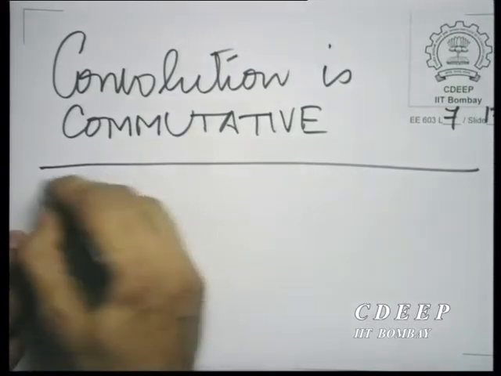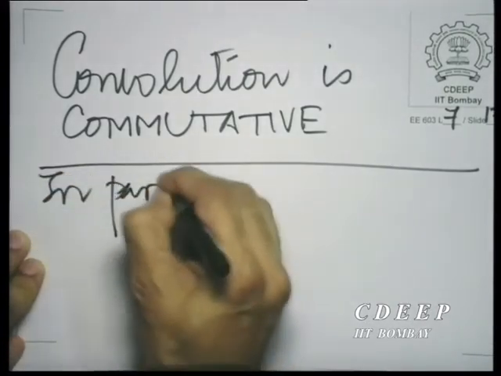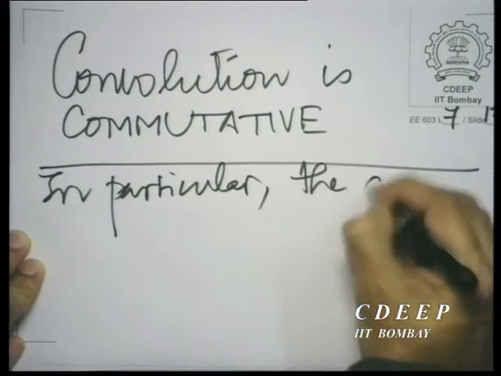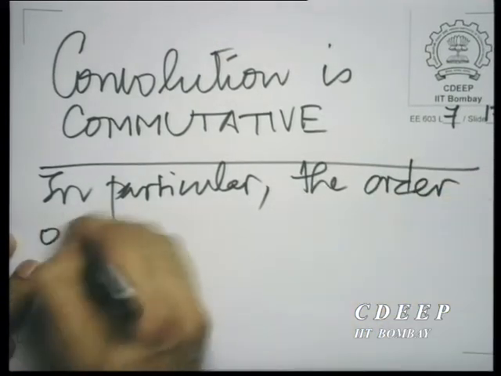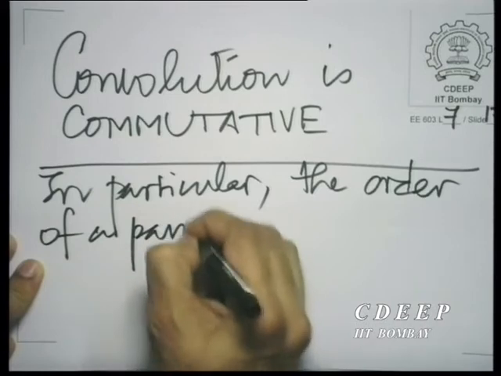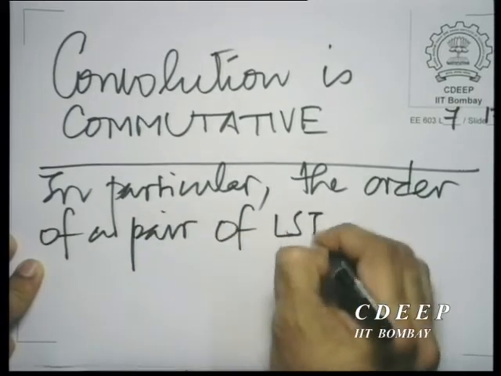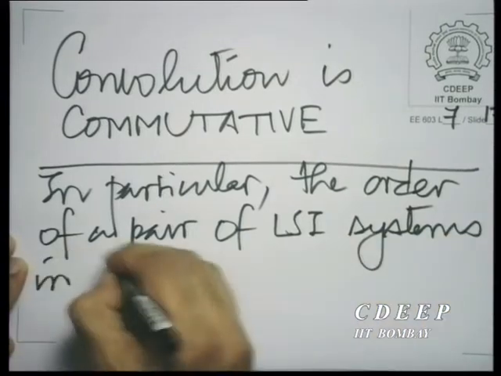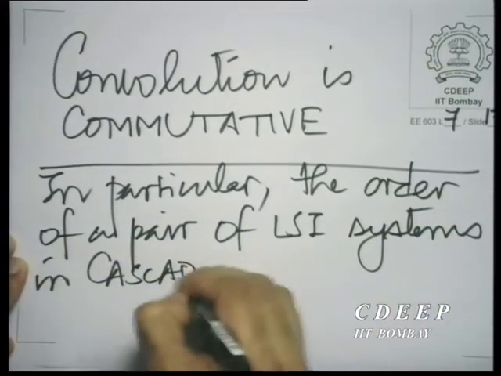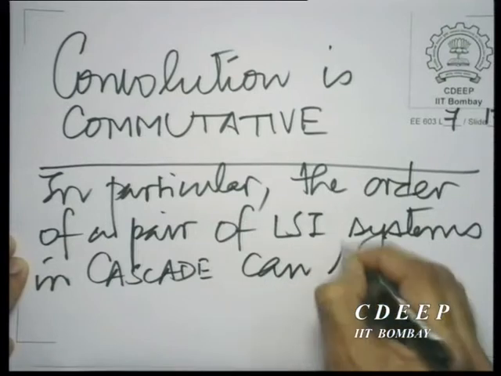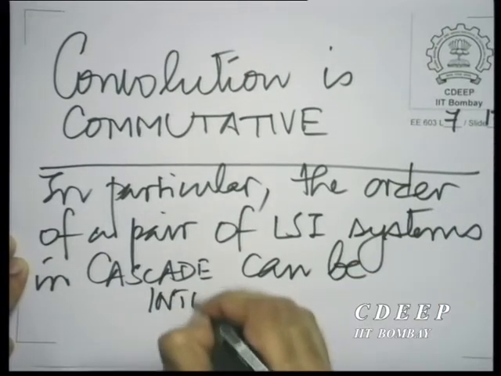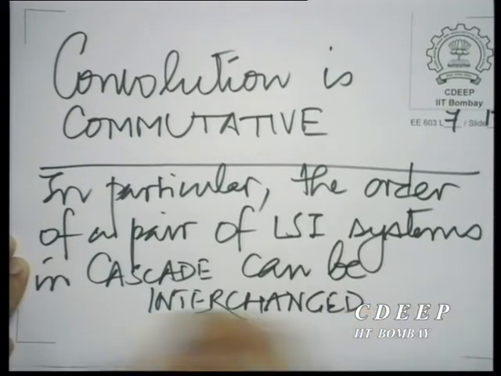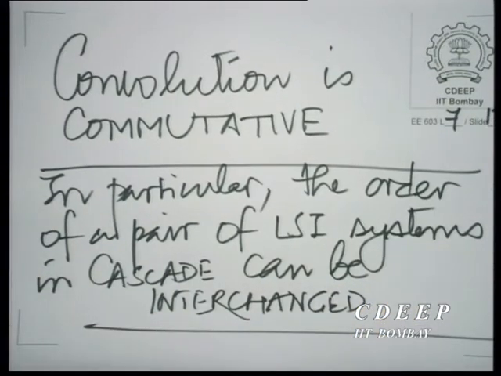And in particular, what does it mean for LSI systems? The order of a pair of LSI systems in cascade can be interchanged. That answers question 1.